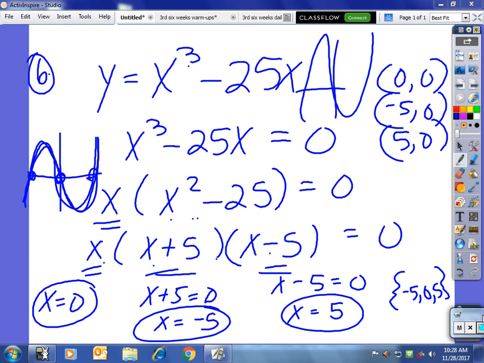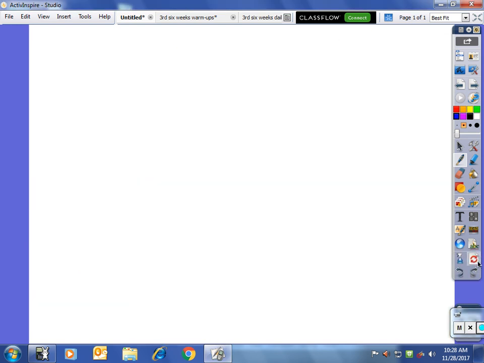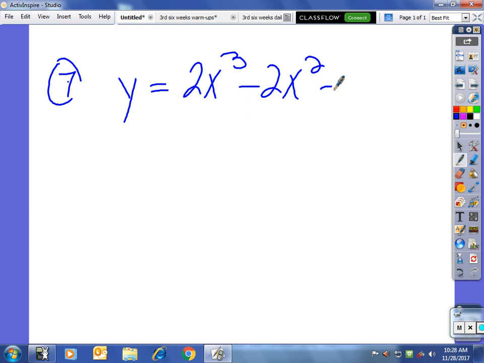Okay, one more weirdo, and then you can try these on your own. Number 7. y equals 2x to the third minus 2x squared minus 40x. How do I know this is not a parabola? Because the exponent's a 3. It's going to be that little snaky shape. It's going to cross the x-axis how many times? 3 times.